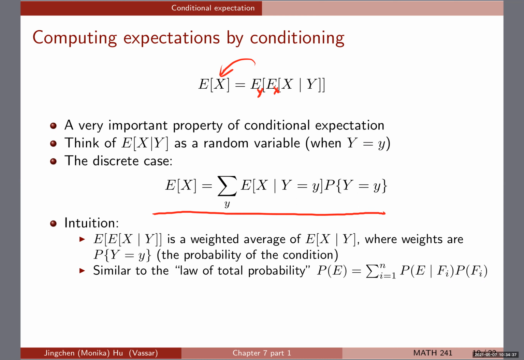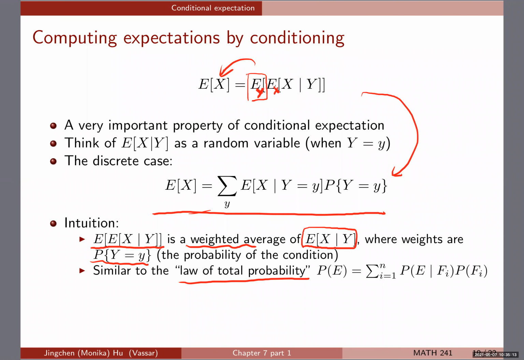The intuition I wrote over here, let's go over it one more time as well. This nested expectation, or computing expectations by conditioning, is a weighted average of the inner conditional expectations where the weights are the marginals of y. That's exactly what we mean by the outer expectation being with respect to y, and that's why in practice you do this for the discrete case. Like I said, it's similar to the law of total probability.